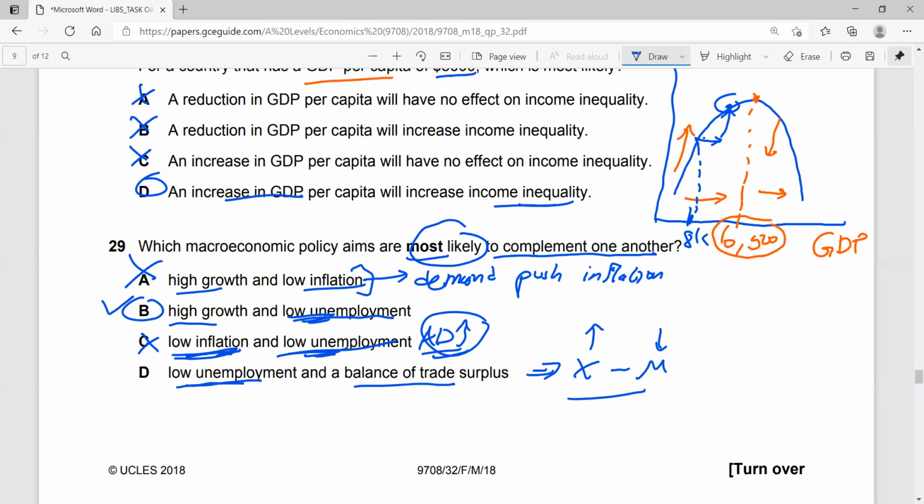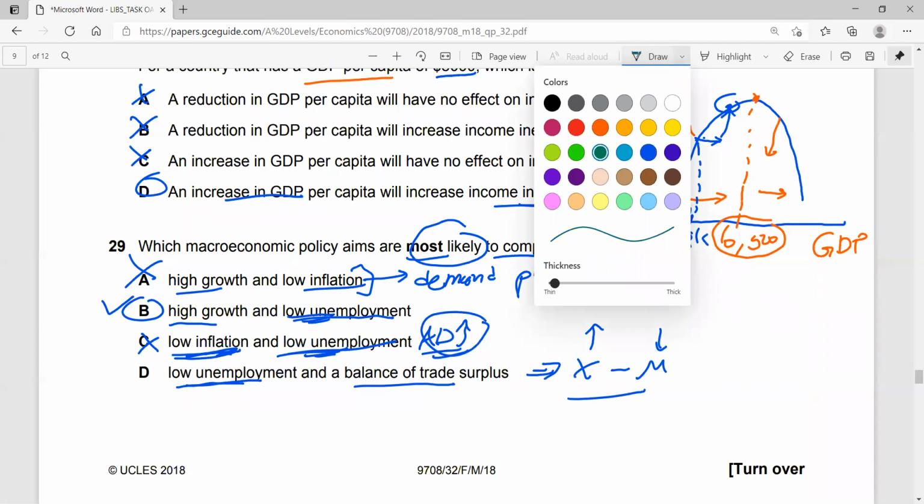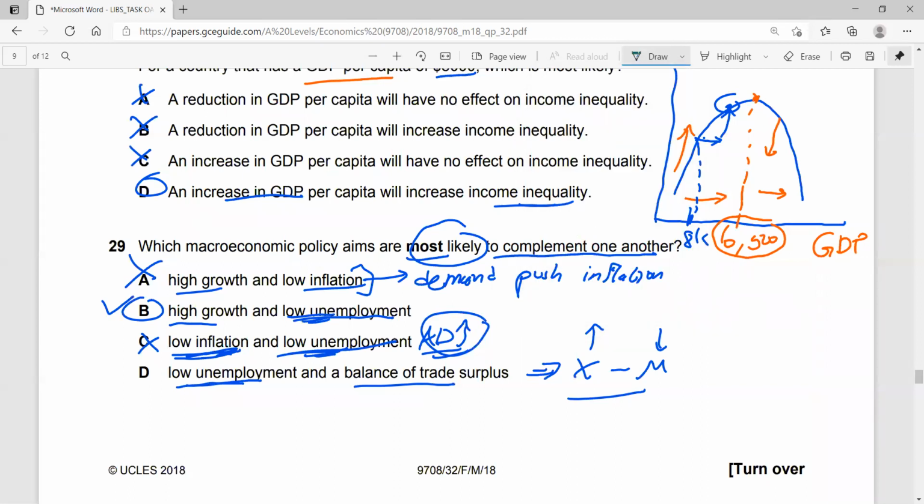So it is possible. I'll give this particular option that much credit, that this is possible, but you have to look at what's the most likely. So when they say most likely, expect two options which are both possible, but you have to look at which one is more probable, which one is more likely to occur. Now, if you examine this in a little more detail, notice that a balance of trade surplus might help with lowering unemployment, but there are lots of more important factors for lowering unemployment, like local aggregate demand and stuff of that sort, as opposed to growth.